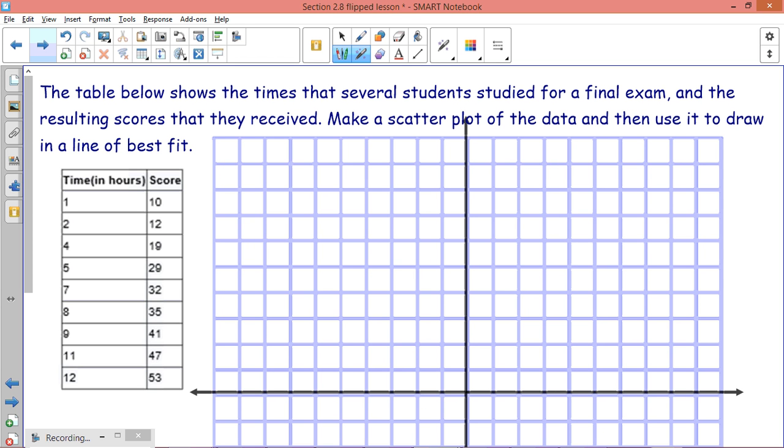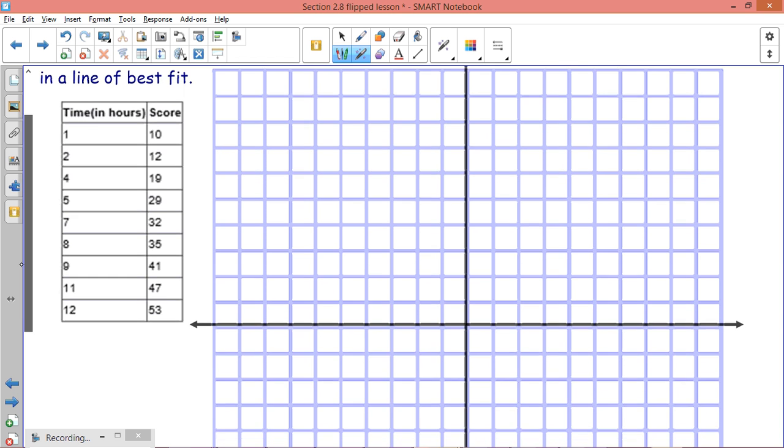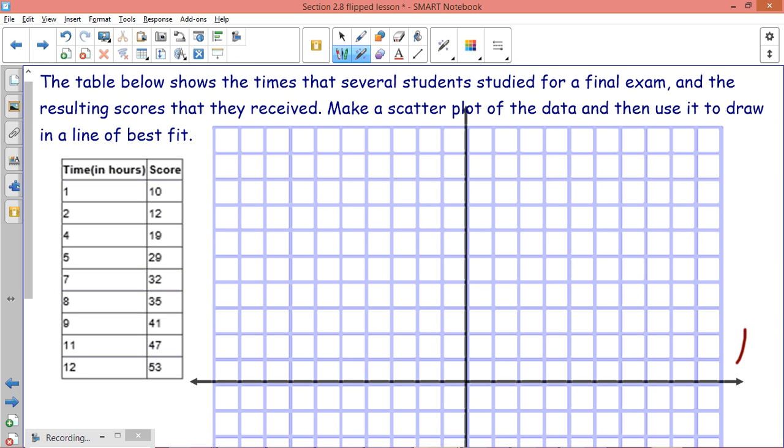The table below shows the times that several students studied for a final exam and the resulting scores that they received. Make a scatter plot of the data and then use it to draw a line of best fit. Okay, so first thing I need to know is my time. Time is always going to be my independent variable that is on the x-axis.